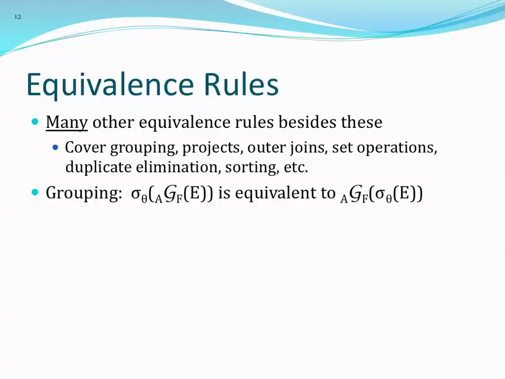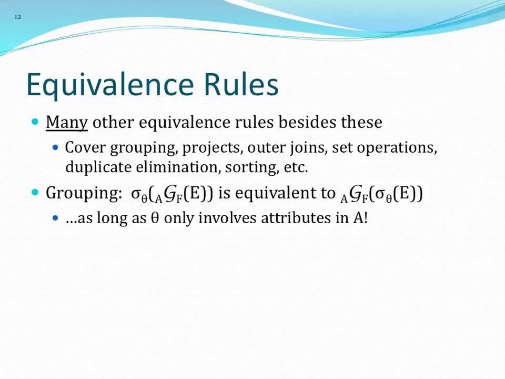So yeah, this was the example here. You have a selection outside of a grouping and aggregation. It is equivalent to putting the selection inside the grouping and aggregate, but only if theta eliminates entire groups. So like it says here, as long as theta only involves attributes in A. If it involves any attributes outside of A, now you start having trouble.